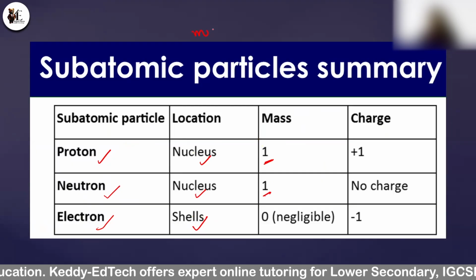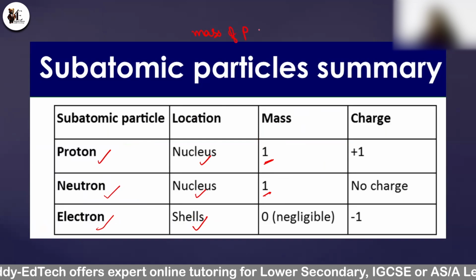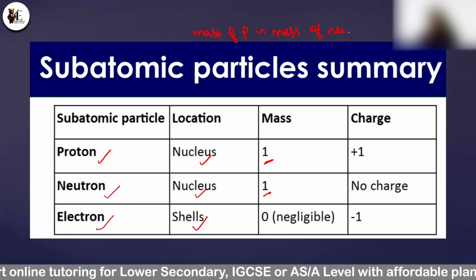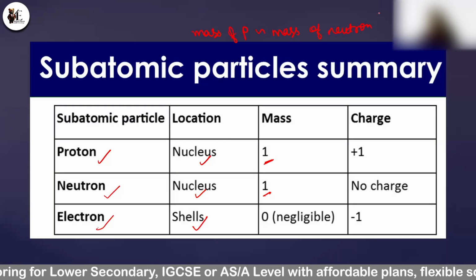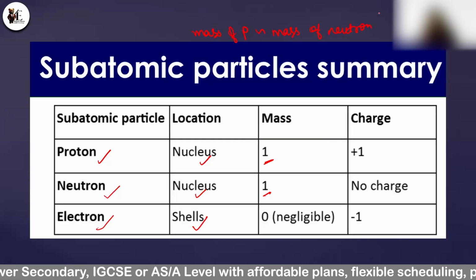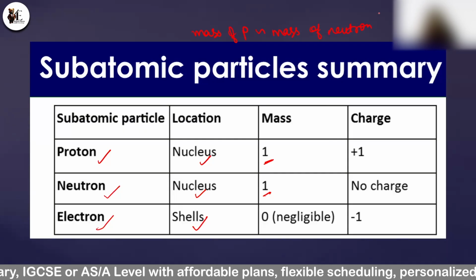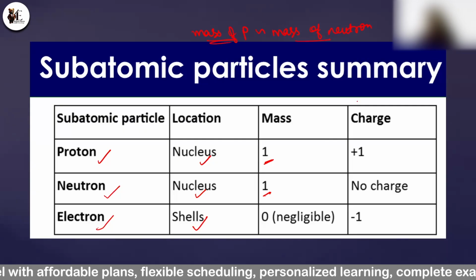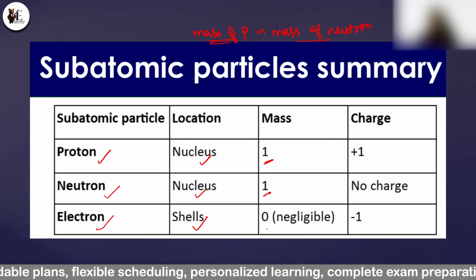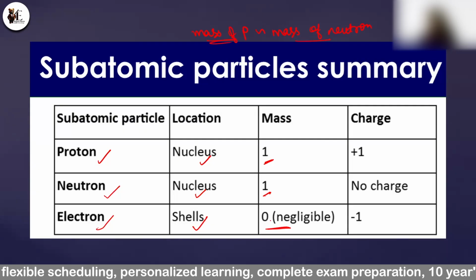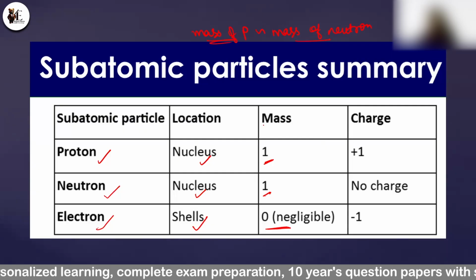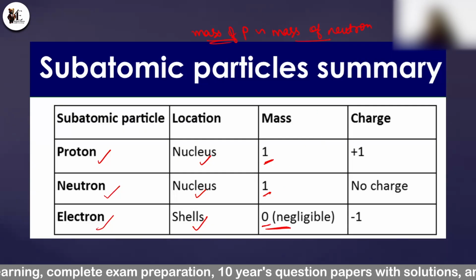The mass of proton and mass of neutron is approximately equal. If you see the exact values, then mass of neutron is slightly greater than mass of proton, but in your level, in your chemistry class, you can say that mass of proton is equal to mass of neutron. An electron, its mass is negligible, it is 0. It is very, very light as compared to your proton and neutron. So you can say its mass is 0.